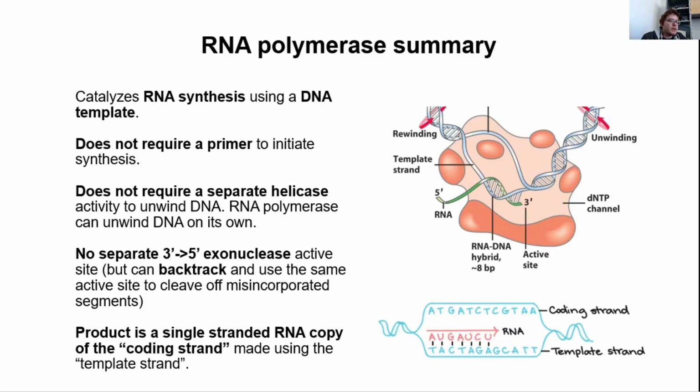Okay, so in the last video we talked a lot about RNA polymerase itself, the enzyme, the molecular machine that's responsible for catalyzing RNA synthesis from a DNA template. We talked about some important biochemical features of this enzyme. It does not require a primer to initiate synthesis, it doesn't require a separate helicase activity, and it doesn't have a separate 5' to 3' exonuclease activity. So this makes it distinct from DNA polymerase in a number of ways.